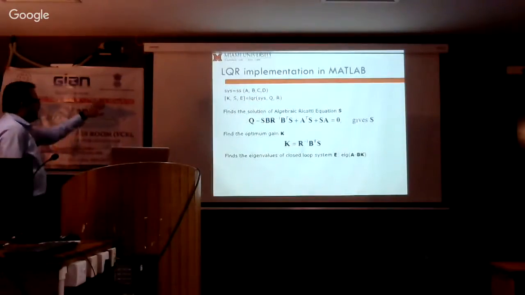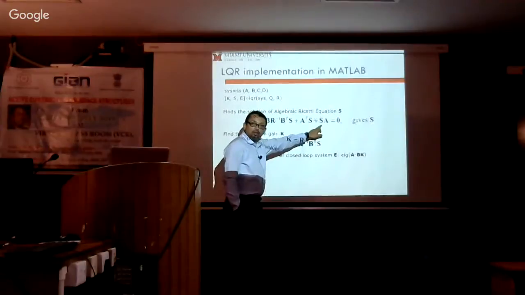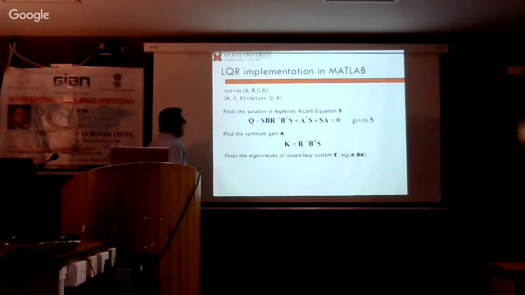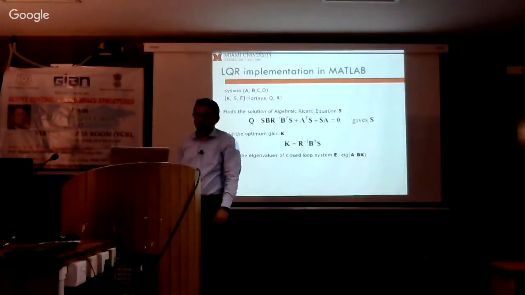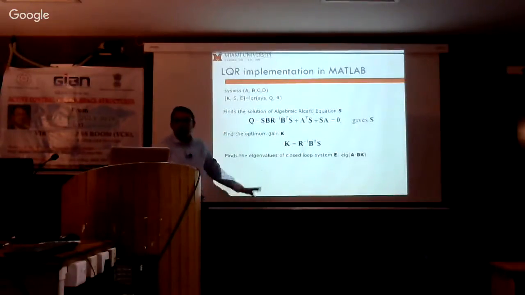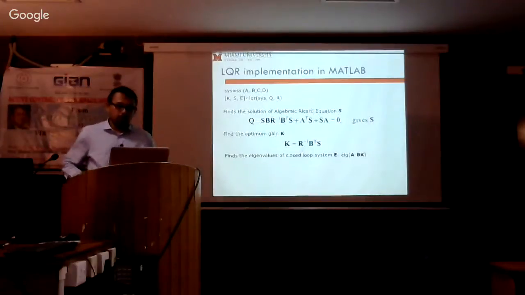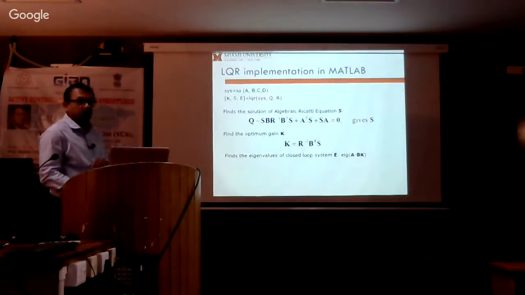This is the structure in MATLAB. You define your state space system, and it gives you the controller gain. It solves for S by solving the algebraic Riccati equation, and it also gives you the eigenvalues of the closed-loop system. You input your system, you input your weightings Q and R, and it gives you the controller gains. So let's look at the effect of Q and R. The other thing is that LQR control ensures the stability of the system. It will always give you a stable system.